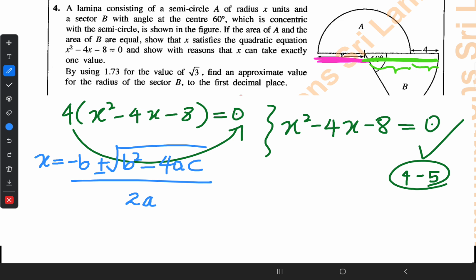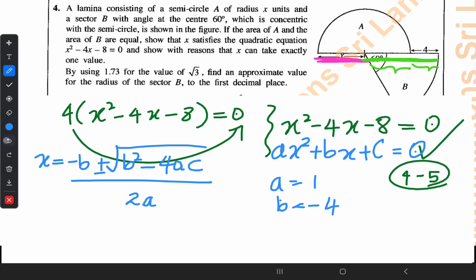Before that, ax squared plus bx plus c is the common type of this equation. So a is the coefficient of x squared. a is 1 here, and b is the coefficient of x. b was negative 4 here. Then c, the constant value, was negative 8. So b is negative 4 and c is negative 8.